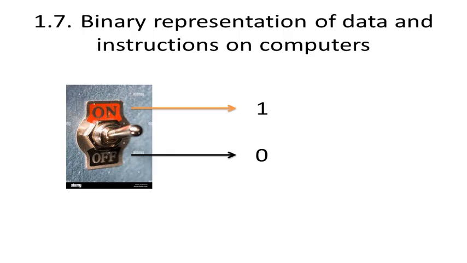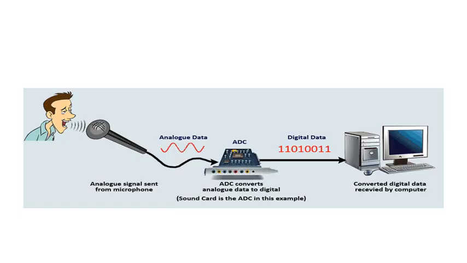Binary representation of data and instructions on a computer. I told you a computer can understand only 1s and 0s. That means there is current flow or not. That is the only thing that it can understand.